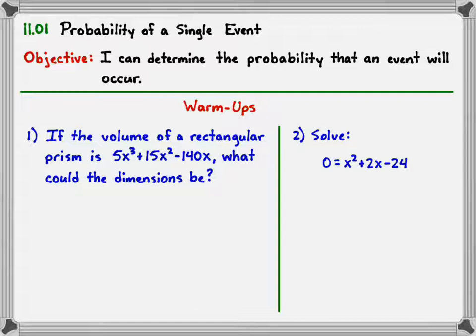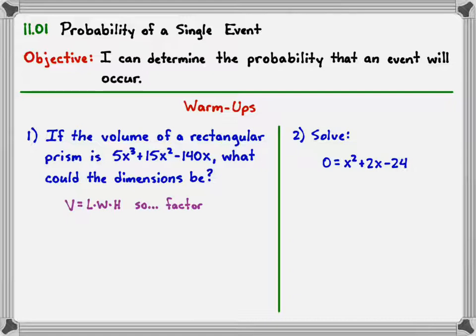For number 1, the volume of a rectangular prism is given by a polynomial expression. What could the dimensions be? Well, remember, the volume of a rectangular prism is length times width times height. And so if we can get three things that are multiplied together to equal 5x cubed plus 15x squared minus 140x, then we know each of those things is a factor, which means each of those things would be a dimension. So we're going to factor this guy.